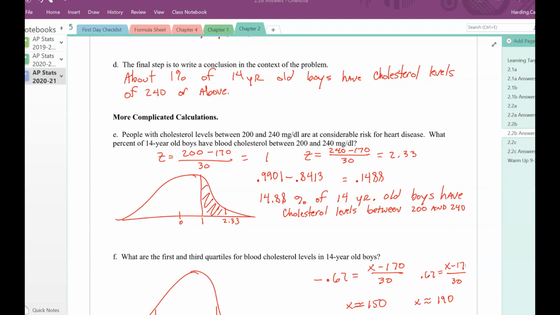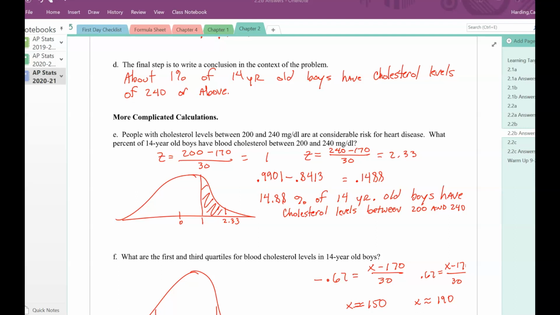All right, let's take a look at a couple more complicated calculations that you might be asked to do. In Part E, it says people with cholesterol levels between 200 and 240 are at considerable risk for heart disease. What percent of 14-year-old boys have blood cholesterol between 200 and 240? This just requires us to find additional z-scores on the standard normal table and then finding the area in between. So the standardized score for 200 is 1.